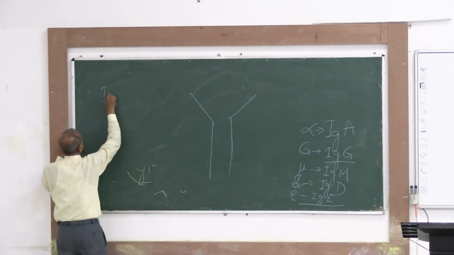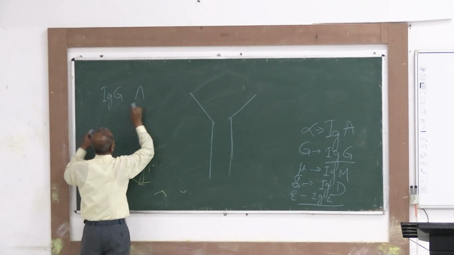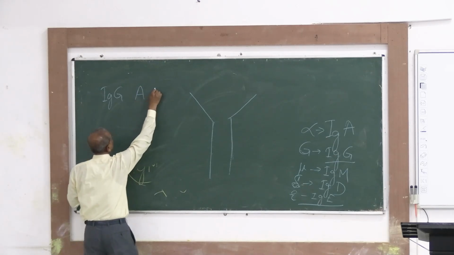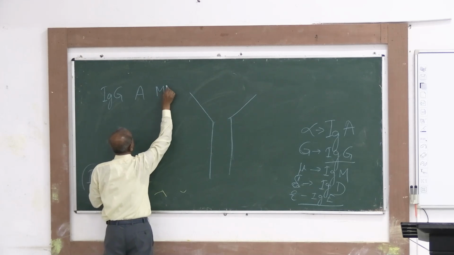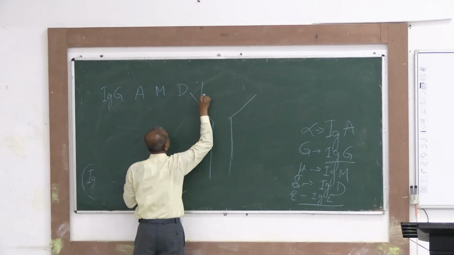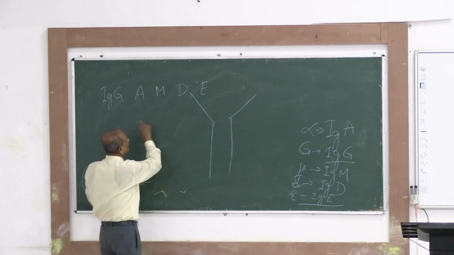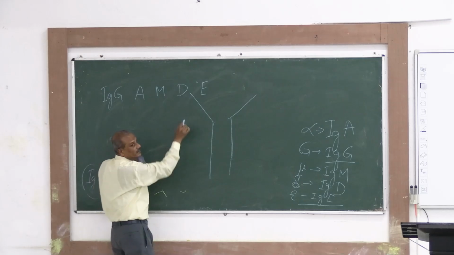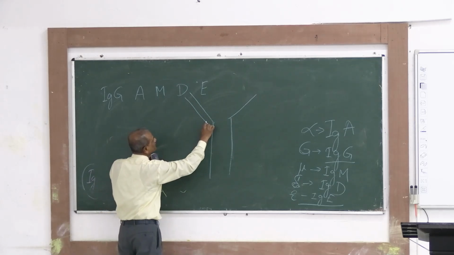IgG, then A, then M, D, and E. Okay, these are the 5 types, and in each immunoglobulin molecule, 2 light chains are present.